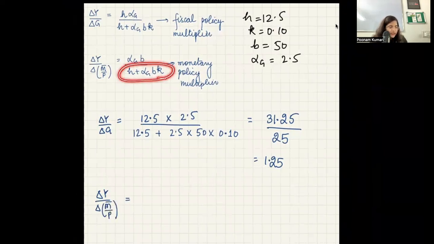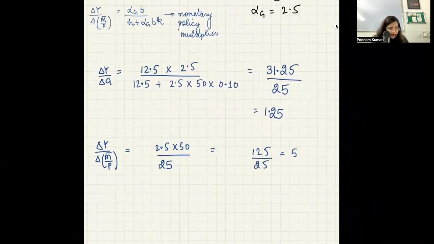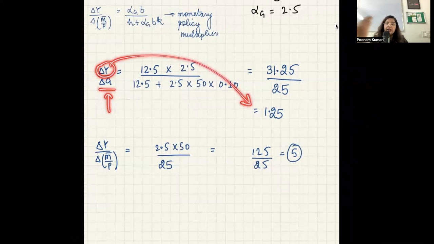The denominator is the same in both places, so we'll just use this 25 value. In the numerator, the value is alpha G, which is 2.5, and then B, which is 50. So this is basically 25 times 5, which is 125, divided by 25, which is 5. So your monetary policy multiplier is 5. That means if real money supply changes by 1 unit, your income will change 5 times. So the monetary policy multiplier is a huge multiple. And if G changes by 1 unit, your income will increase by 1.25 units. So this was your monetary policy multiplier and fiscal policy multiplier.